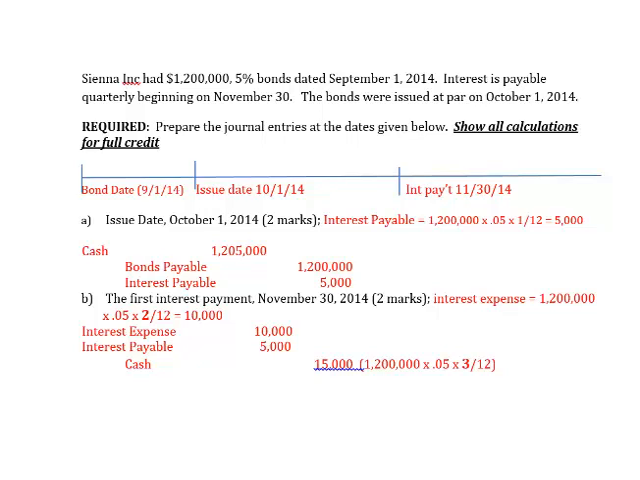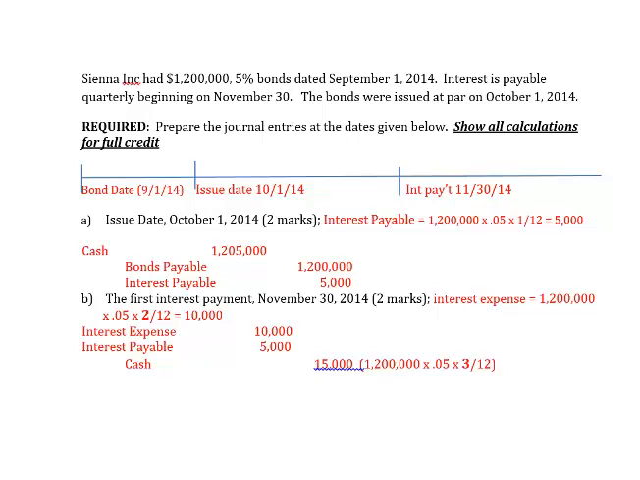Hi folks, welcome to this final video on dealing with par value bonds that are issued at a date different than the bond date. So here we have a company that has $1.2 million in bonds. They pay a 5% coupon, and the bonds were available for purchase by investors. That means the date of the bond is September the 1st, 2014.